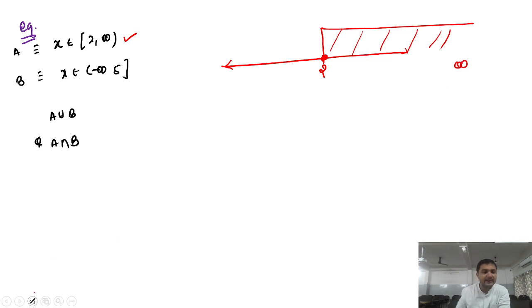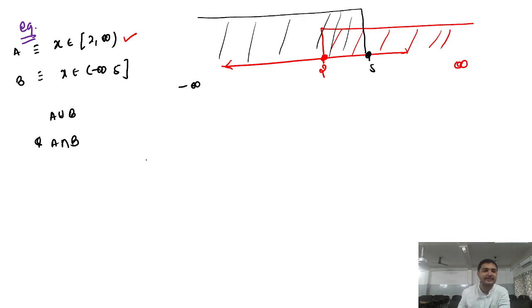Yes. Secondly, they are telling minus infinity. We know minus infinity is on this side. Minus infinity to 5, 5 also closed. This is set B. Okay. Now, sir, this is what we are having. This black area is represented by the second graph.